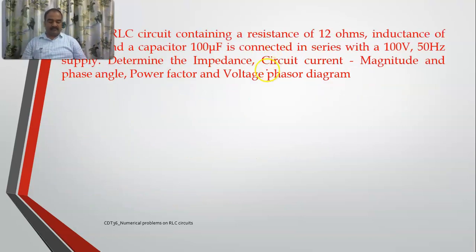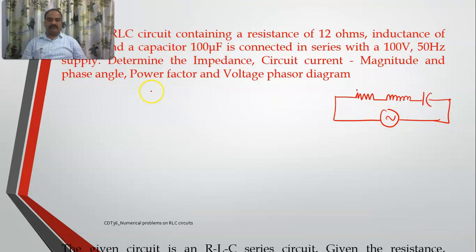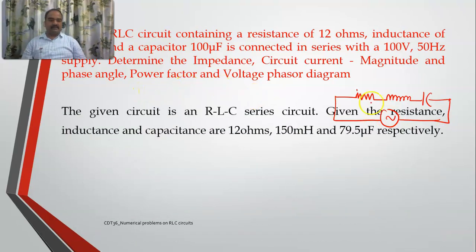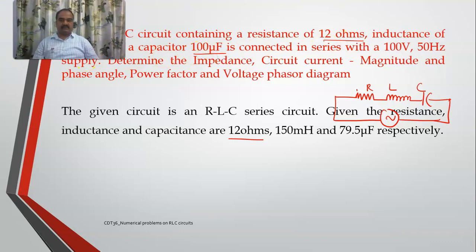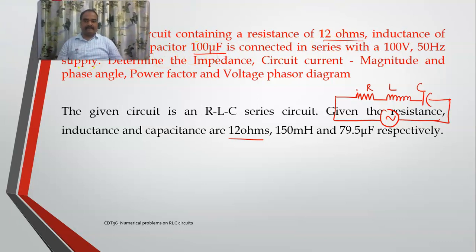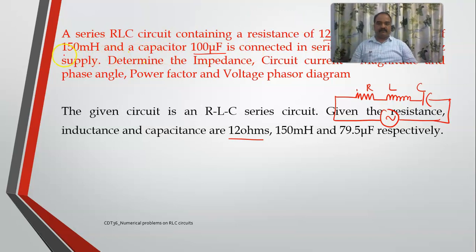First of all, let's start by drawing the figure: resistor, inductor and a capacitor. Right, so let's list the values now. This is an RLC series circuit. These are the resistance, inductance and capacitance. The values are 12 ohms, 100 microfarads and 150 millihenry. So this is 150 millihenry, right?